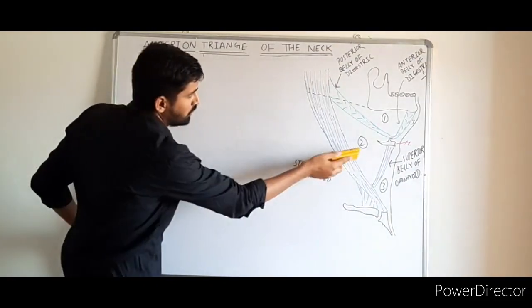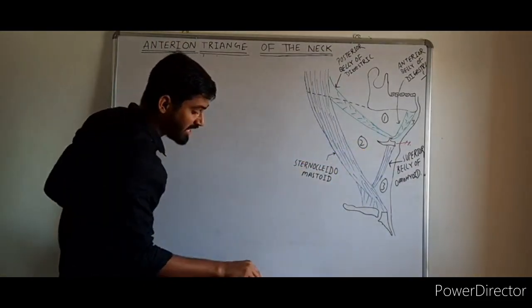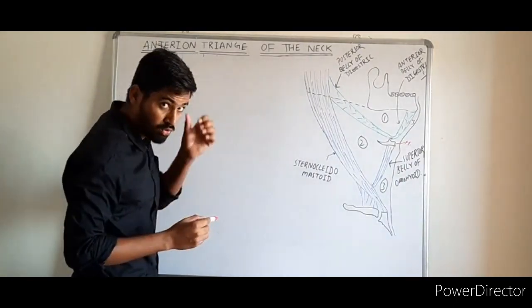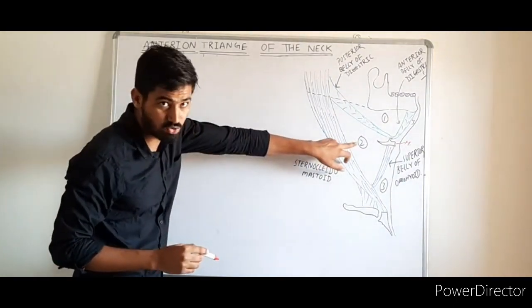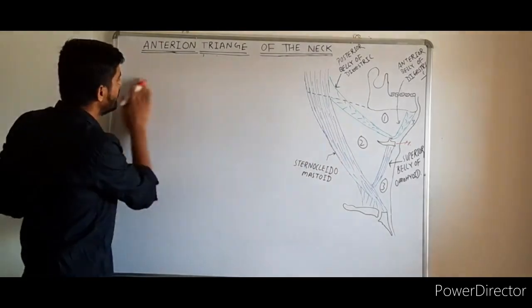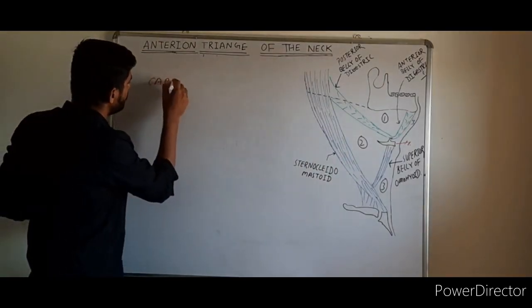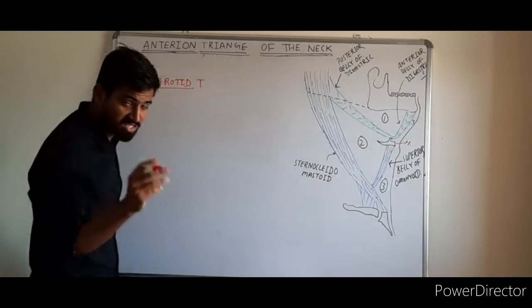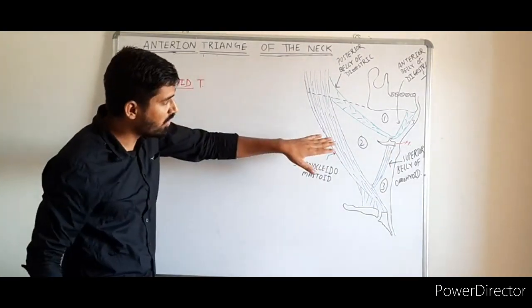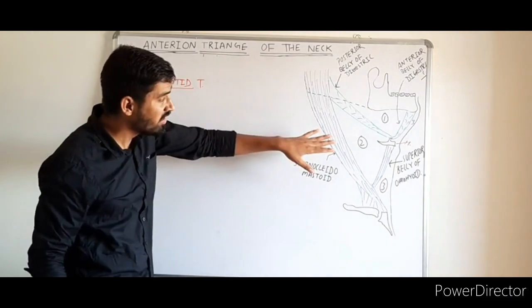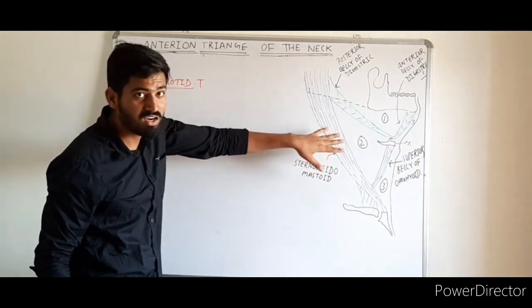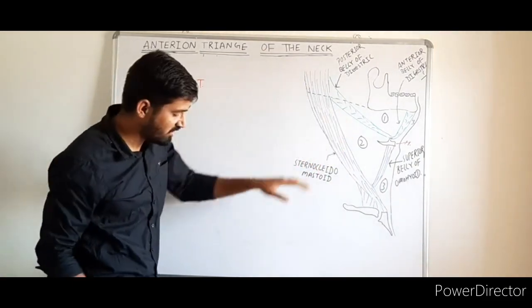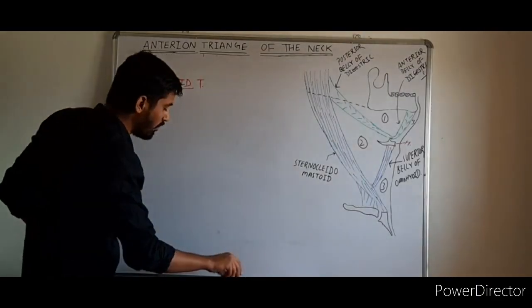Now, the carotid triangle. For the carotid triangle, they can ask a short note or an essay. So how to write? See here. If they are asking in an essay, then we have to write the content of the carotid triangle in detail. So this is the carotid triangle.